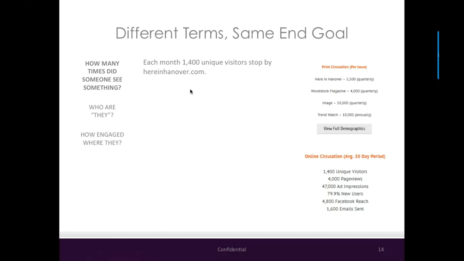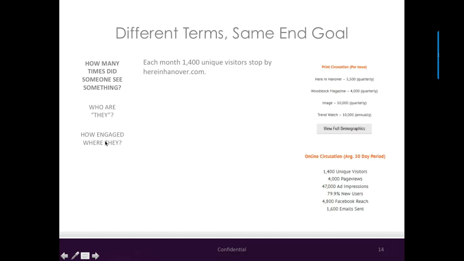Yeah, so there's just a few pieces of information that you need to gather, and at the end of the day, as Brian said, it's about how many times someone sees something and the impressions, right? So you can see here on the right-hand side of the screen, we have print circulation for these 4 magazines. And then we have the online circulation over the last 30 days.